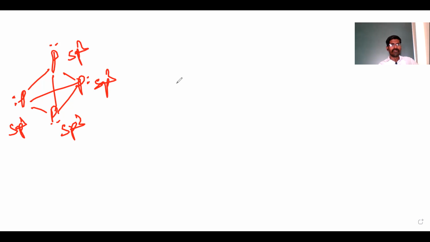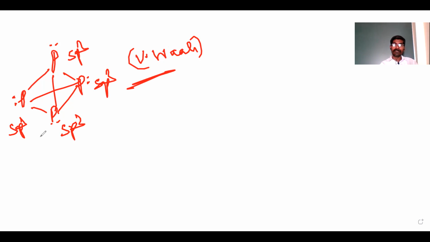If we want to write about this, this is the van der Waals force of attraction. White phosphorus undergoes van der Waals bonding. That means these molecules are held together by van der Waals force of attraction.